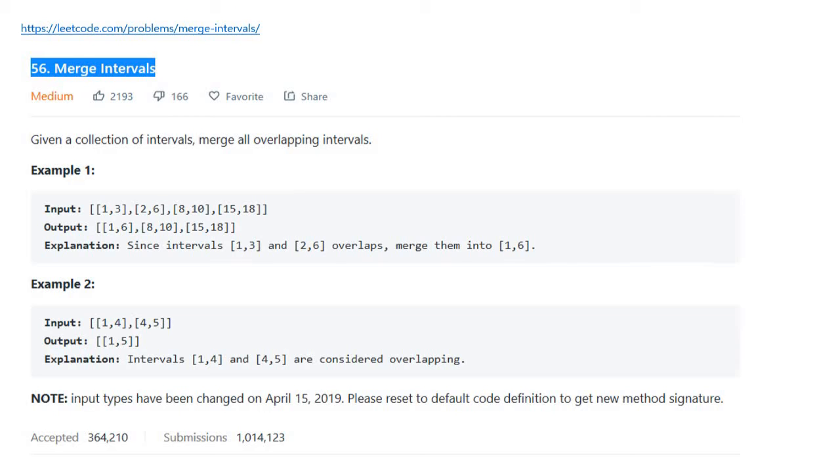In the second example, input is [1,4], [4,5]. So the output is [1,5]. That is the merged interval. Intuitively, we can think that we should find the solution faster than the n-squared time complexity.